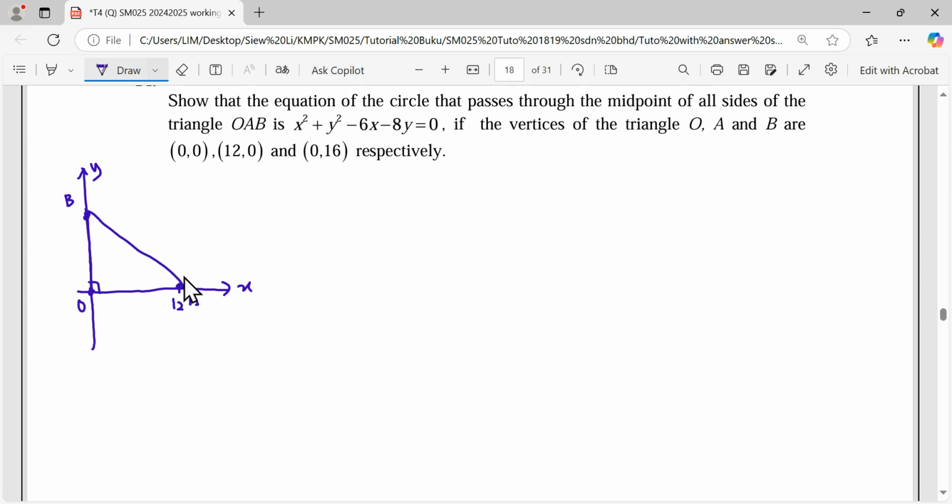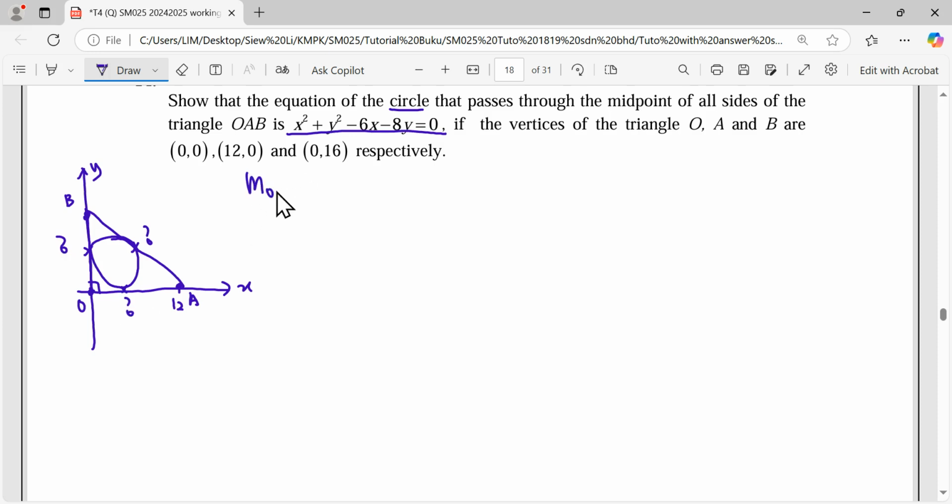And when we have this right angle triangle, they ask us to show the circle passing through all the midpoints. So this is the midpoint, this is the midpoint, this is the midpoint. They ask us to show the circle passing through all these midpoints. It is in this equation. So first, we need to know what the midpoints are.